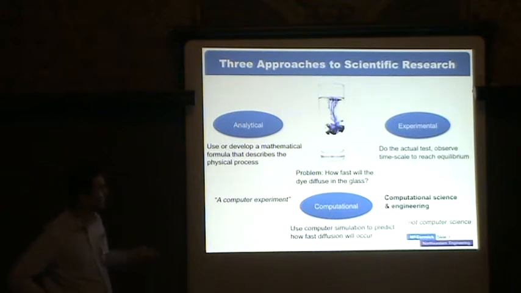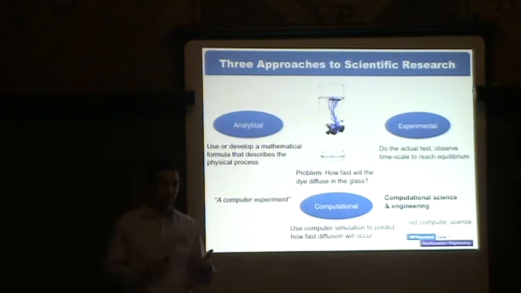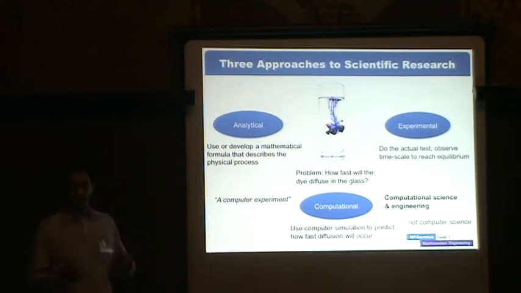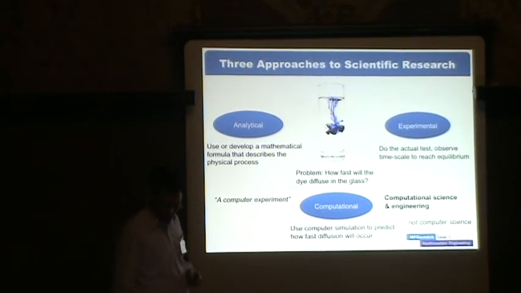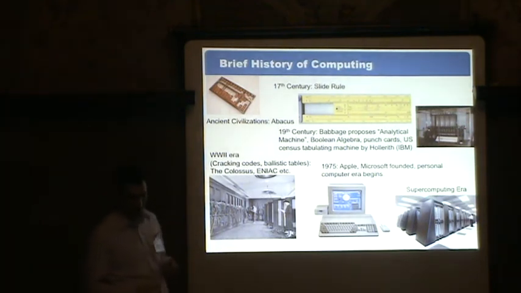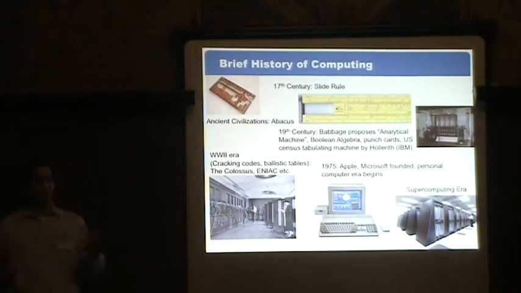So this is what we call sort of computational science and engineering, and it's different from computer science in the sense that you try to solve physics problems, and it does have a lot of computer science in it because you have to implement code and so forth. But this is what we call computational science. So as I talk more about computer methods, it's nice to talk a little bit about the brief history of computing. Well, it's not so brief if you go all the way back to ancient civilizations.